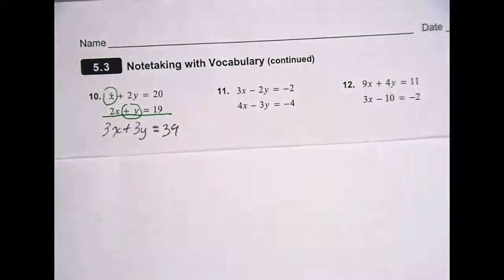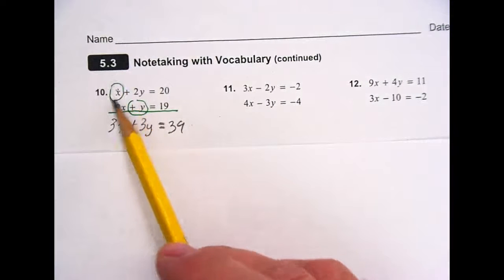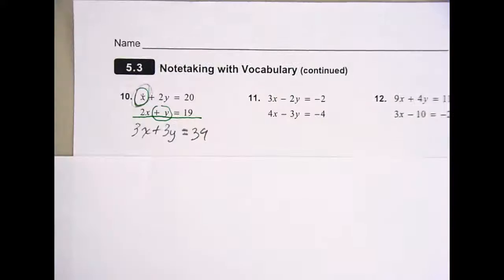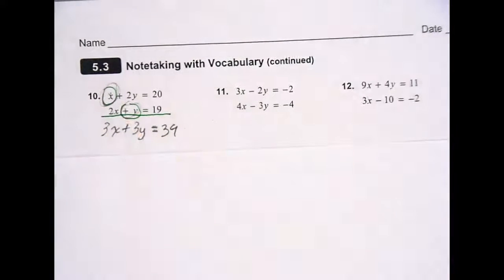So in order to make it so that I can eliminate something, how many x's would I need up here to eliminate my x? Go and tell your neighbor there, and then how many y's would you need down here to eliminate y? 3.